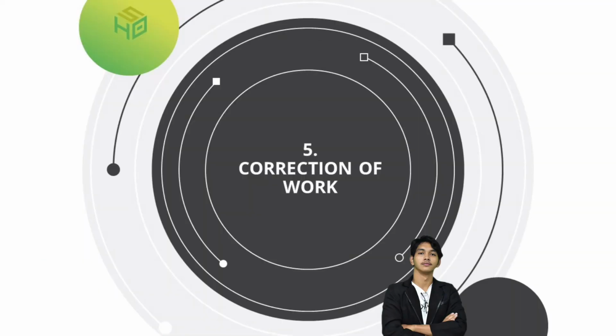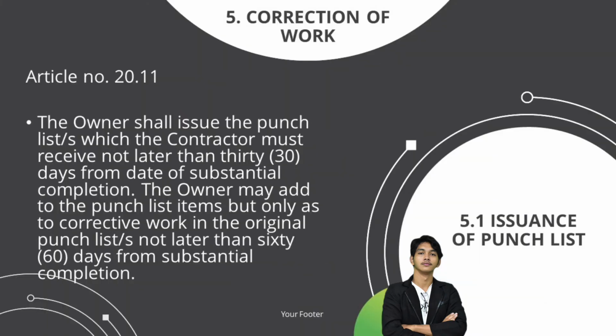Let's go to number 5, the correction of work. Number 5.1 is the issuance of punch list. Article number 20.11 says that the owner shall issue the punch list or lists which the contractor must receive not later than 30 days from date of substantial completion. The owner may add to the punch list items, but only as to corrective work in the original punch list, not later than 60 days from substantial completion.